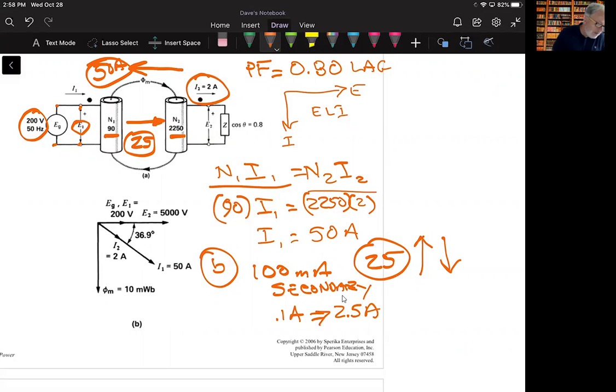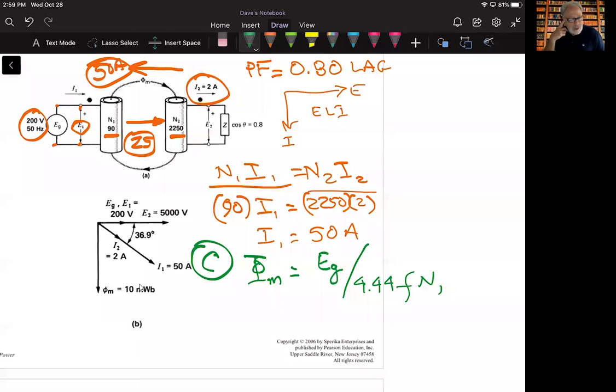And then part C says, what is the peak flux linked by the secondary winding? All right, well, again, we're saying this is an ideal transformer, so there is no leakage flux. But let me clean this slide up a little bit and we'll work through this.